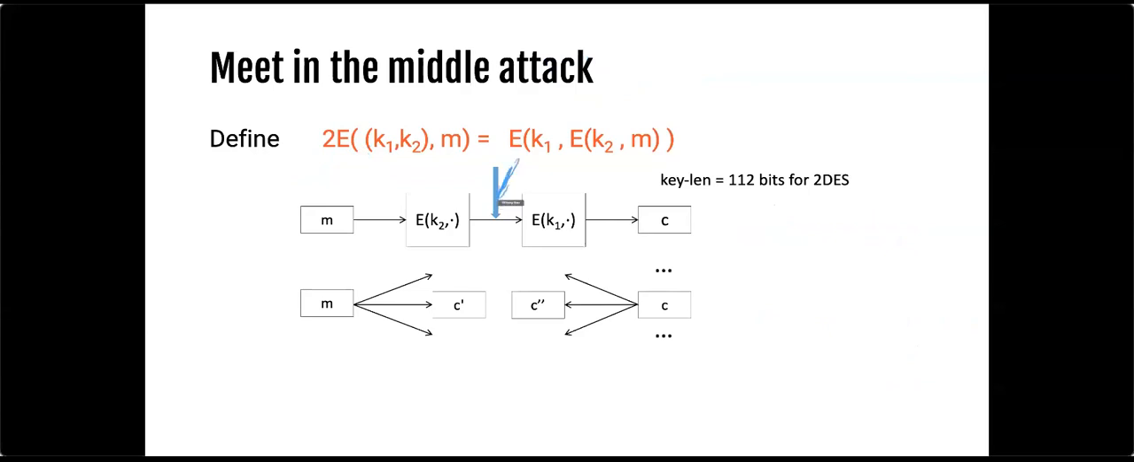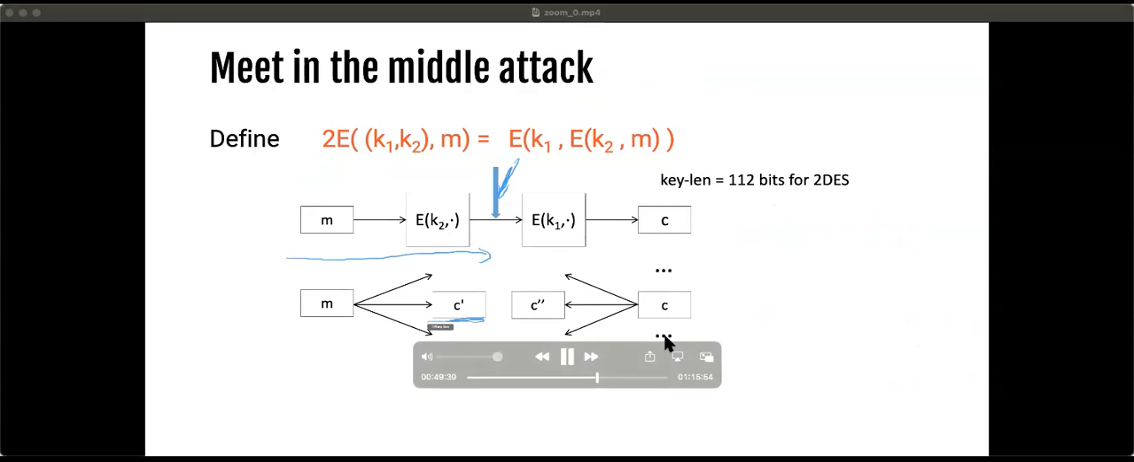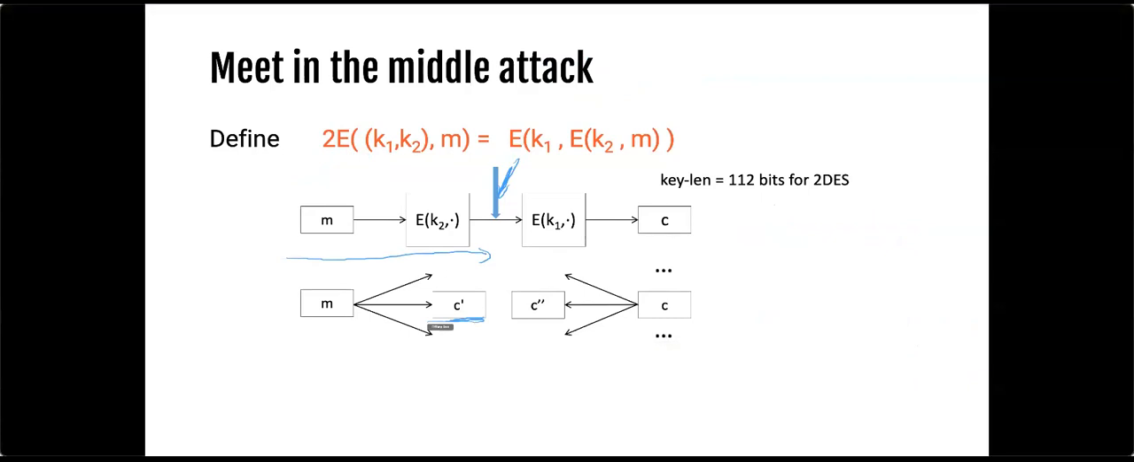And from here, if you're looking in this direction, then you have the plaintext, and you want to encrypt it. So you want to get a ciphertext. We call it C prime. And then if you look at this from the other direction, you are given the ciphertext, and you actually want to go back, right? So you want to decrypt it. And we call this C prime prime.